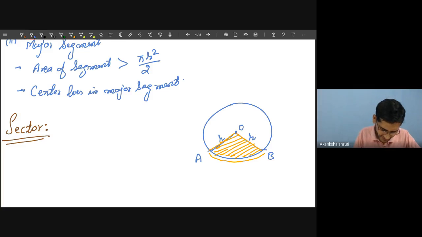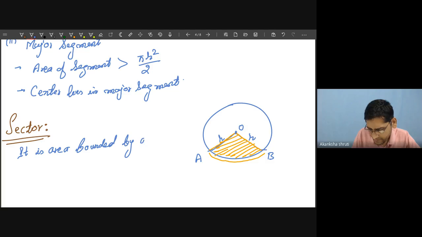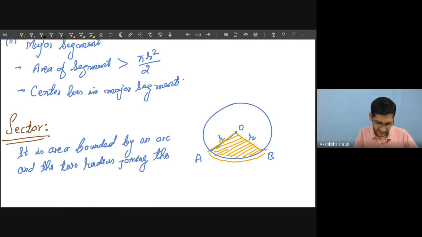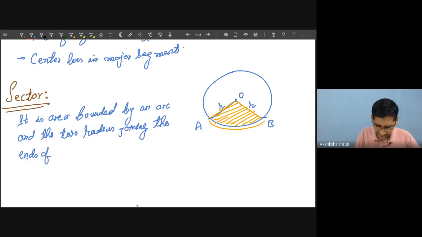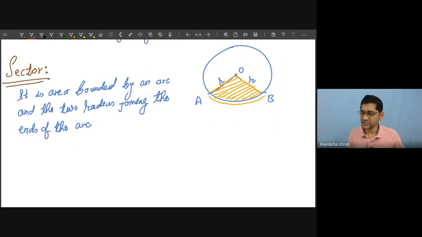Are you getting it? So it is the area bounded by an arc and the two radii joining the ends of the arc. It is this one. Okay, students? So it is called a sector, like here it is this sector.